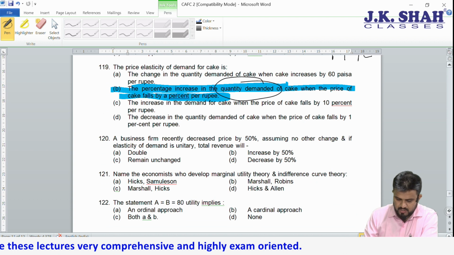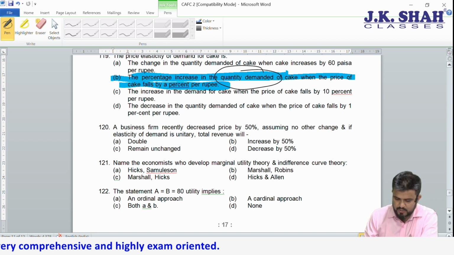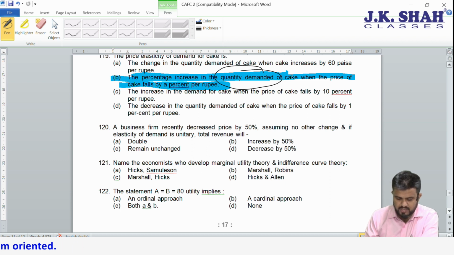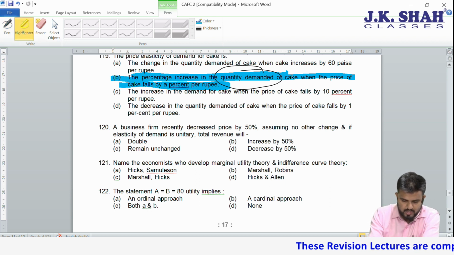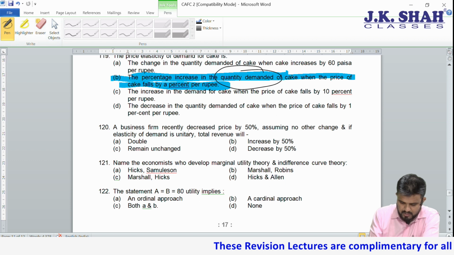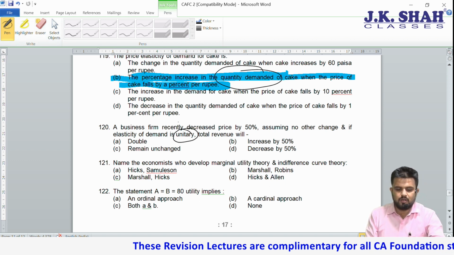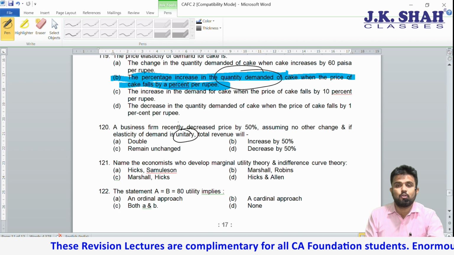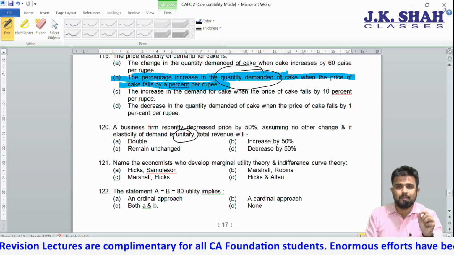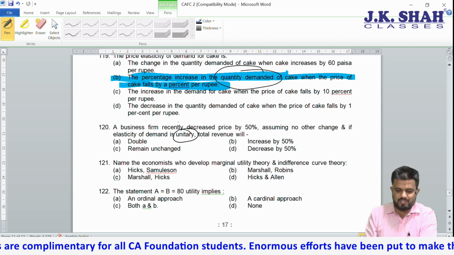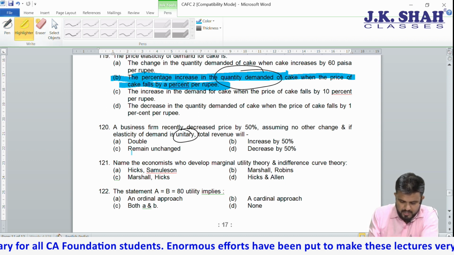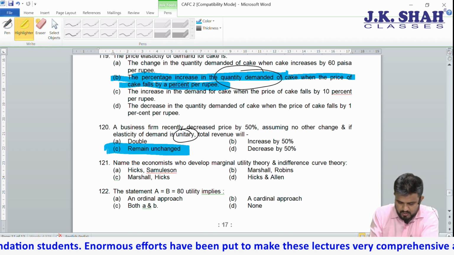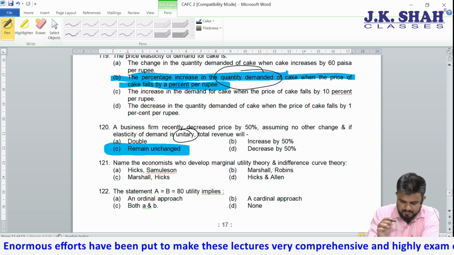Moving to the next, a business firm recently decreased price by 50%, assuming no other change, and if the elasticity of demand is unitary, total revenue will be, students, very important, the word they have used is unitary. Unitary means uniform, same, equal, unchanged. So it will remain unchanged.